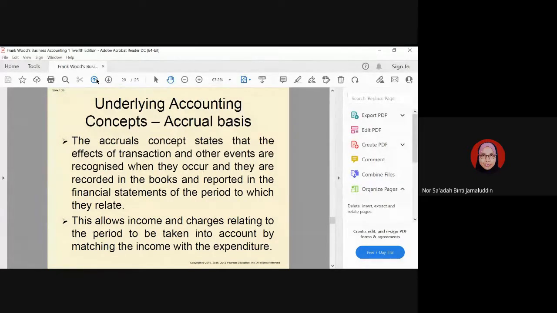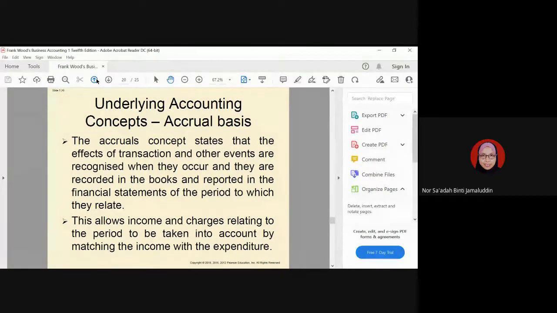So in this slide we just focus on the two accounting concepts, and for the rest of the concepts you must do some additional reading to know in detail what the concepts are, what the accounting concepts are.